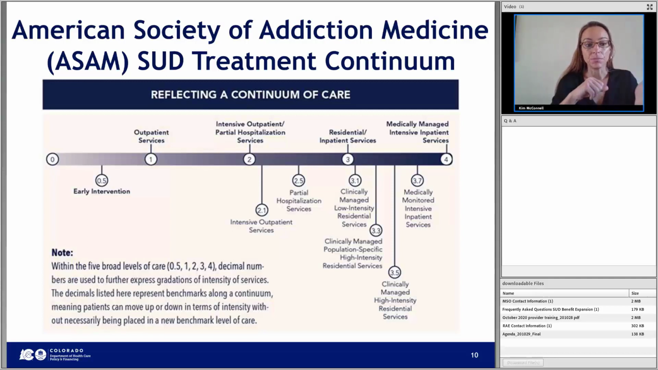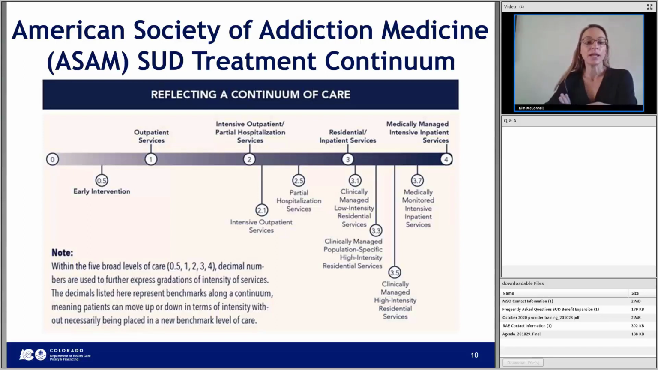Over on the left, you can see 0.5, or early intervention. Those are services like screening, brief intervention, and referral to treatment, and they happen in a variety of different settings, such as a primary care office, an emergency department, or a specialty physician's office if there's screening being done, or if a substance use behavior is identified as problematic as it interacts with a medical condition. It might be that someone is being seen for mental health services and some screening is done, or a substance use problem is identified in that setting. Early intervention is currently covered by Colorado Medicaid.